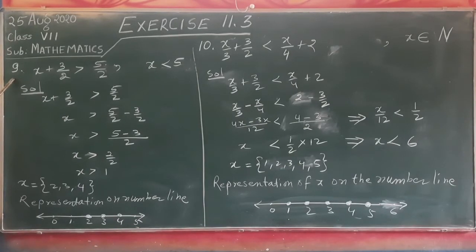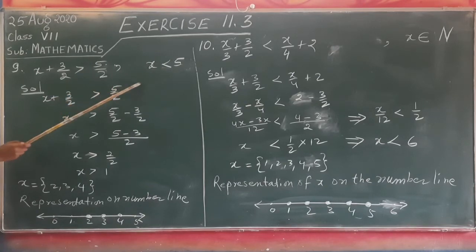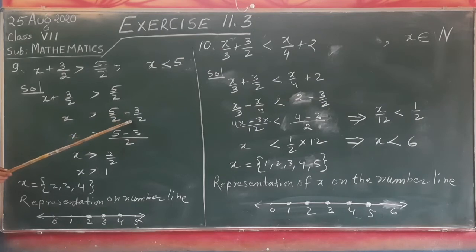Question number 9. x plus 3 upon 2 is greater than 5 upon 2. And also, x is less than 5. Here we find the solution. x plus 3 upon 2 is greater than 5 upon 2. Now x will remain on the left hand side and transpose the 3 upon 2 to the right hand side.